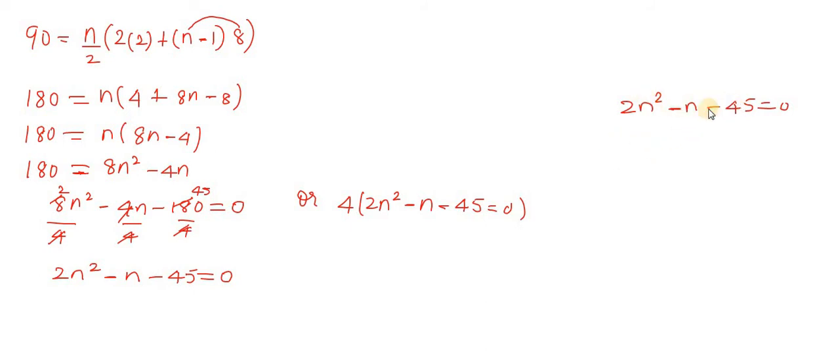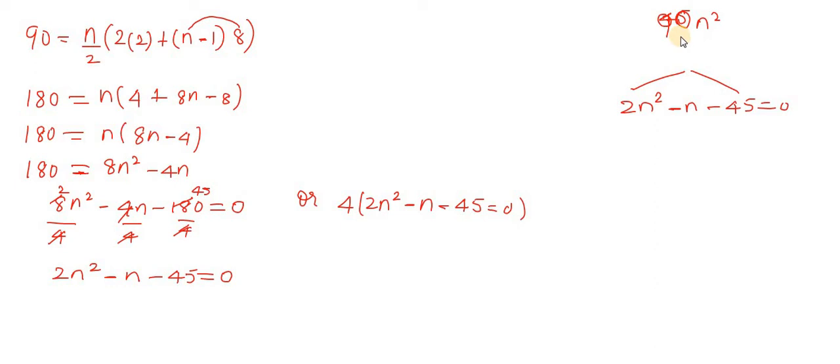Now we know how to factorize by tree diagram, multiplying the first and last term. What will we get? We'll get 45n square. Now split this: 45 into 2, 45 into 2 is 90n square, right? So we get 90n square.